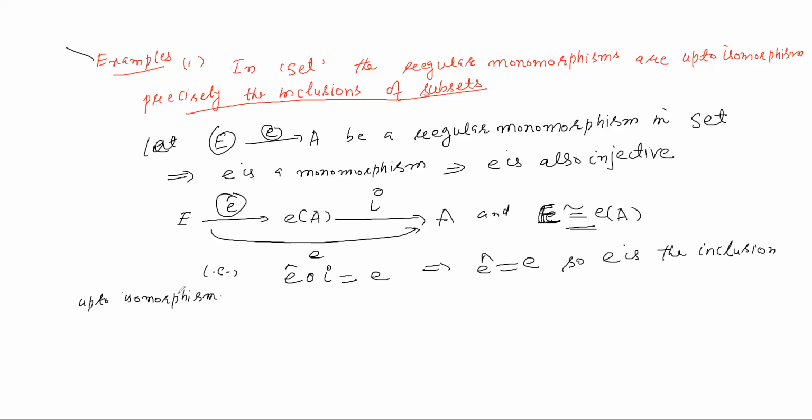Now conversely, let you have the inclusion and show that it is the regular monomorphism.